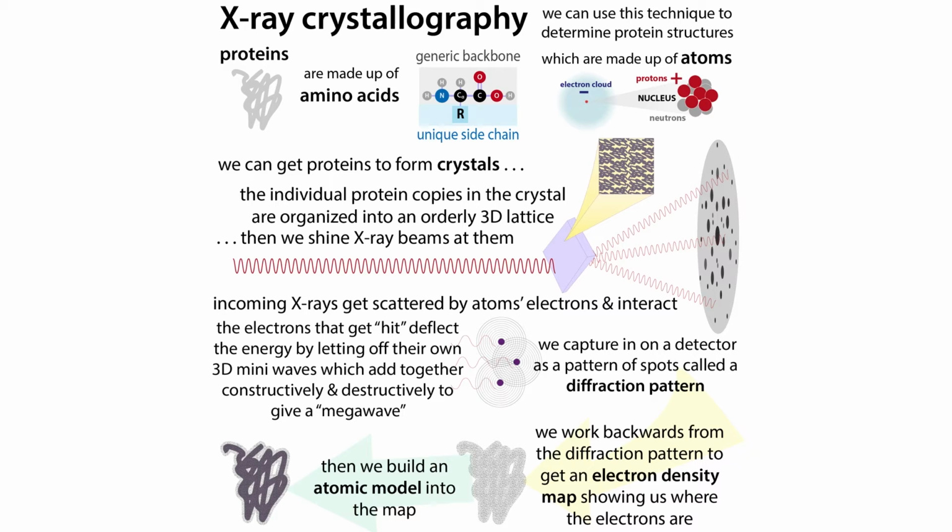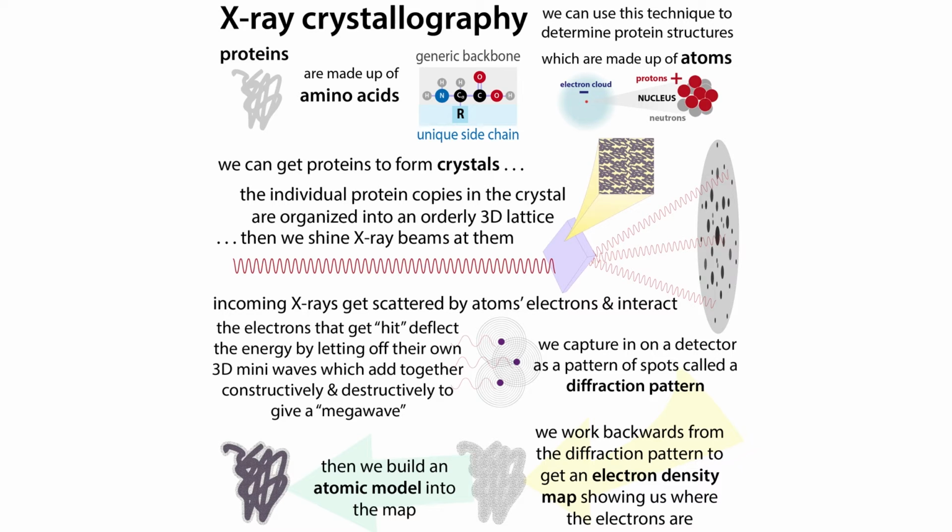they hit the protein molecules and get scattered by those molecules, and then the scattered waves interact with each other. Some of them cancel out, some of them add together, and the ones that add together make a pattern of spots called the diffraction pattern. Then you work backwards from that to get an electron density map, which shows you where the electrons were, a blocky meshy thing, and then you build the atomic model into the map. And so I'm going to be showing you the atomic model. That's where the scientists who solve these structures built this model into that map.